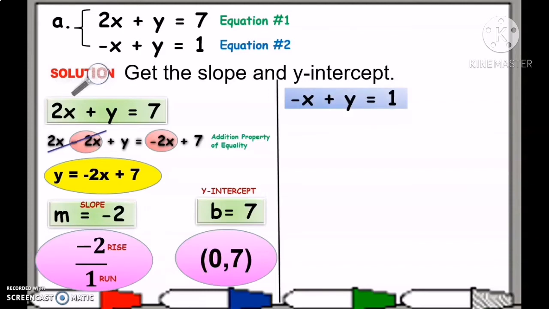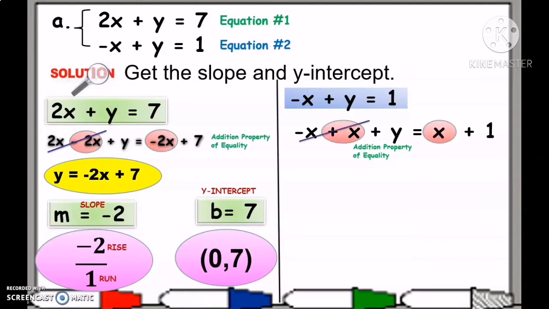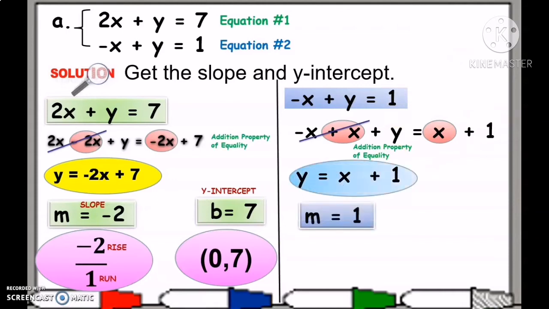So, application po ulit tayo ng addition property of equality. So, gamitin po natin yung opposite sign ng negative x, which is positive x. So, add po tayo both left and right. So, mangyayari is, yan. Add tayo ng plus x and plus x, both right and left. So, cancel. Y is equal to x plus 1. So, this time, x na lang po ito. Automatic, ang slope natin ay 1.